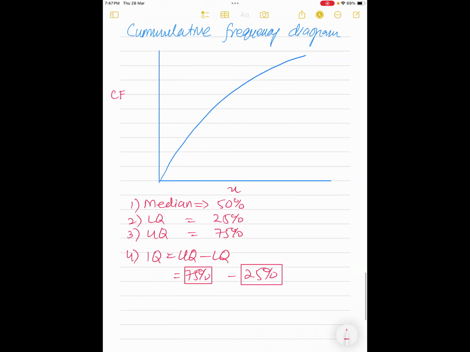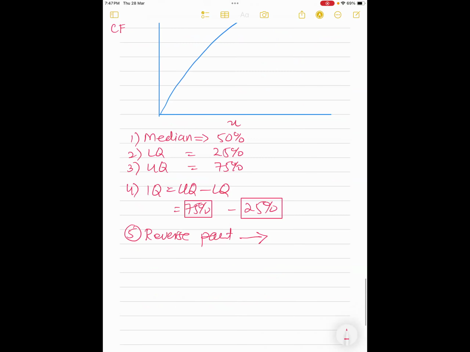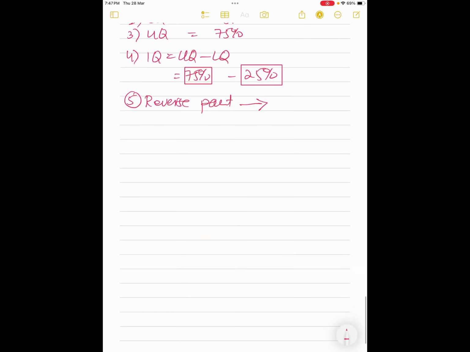And the last question would be the reverse part. So I will show the reverse part in the questions. Don't you worry. Understood everybody or not? Yes or no? Yes, sir.